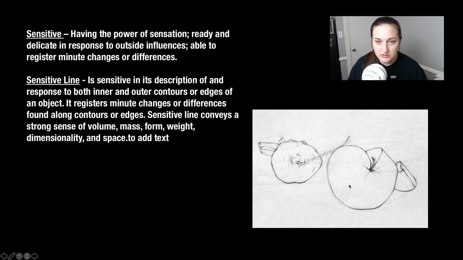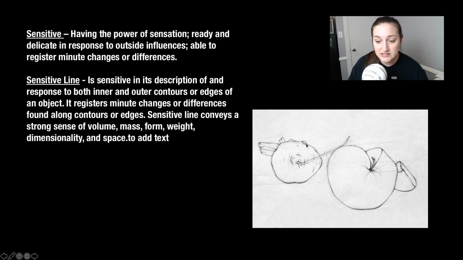Texture is probably the most important part of this formal aspect of drawing. It registers minute changes or differences found along contours or edges. So we're not just drawing this as an oval shape, because it's overall an oval shape, wide over here and thinner over here. We're looking at all of the minute changes and the changes in direction that this line takes. So it's rather bumpy, and we're not just generalizing that.